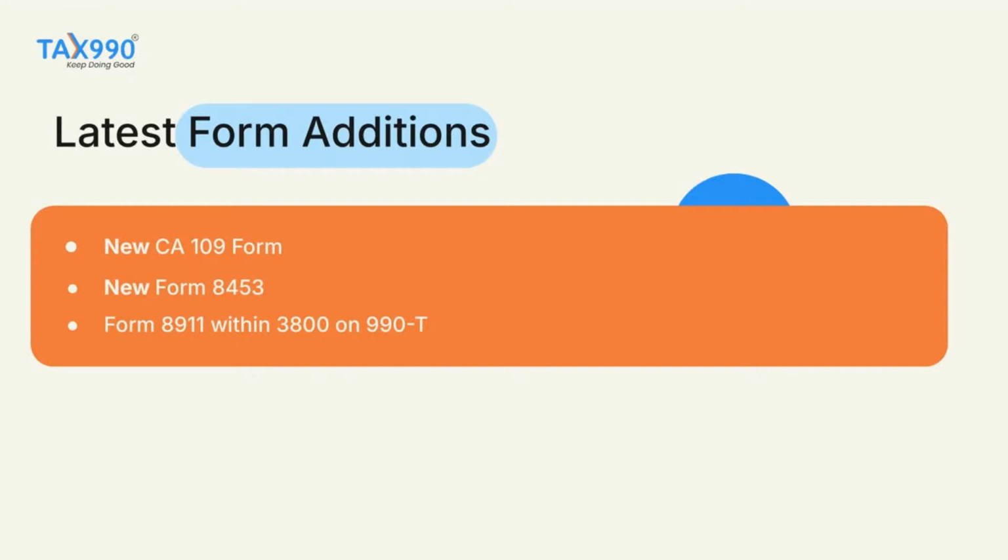Okay, the next section is going to be on our latest form additions. These will include CA 109, Form 8453, and Form 8911 within the 3800 on the 990T.